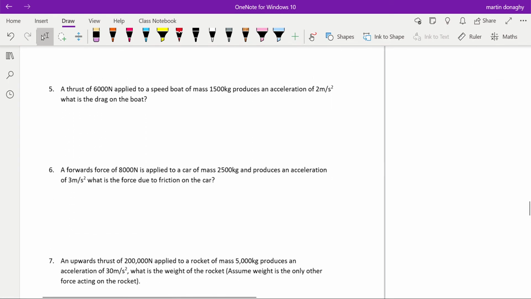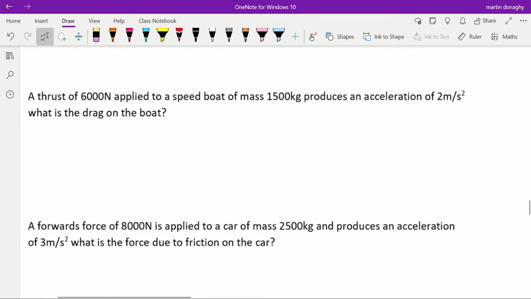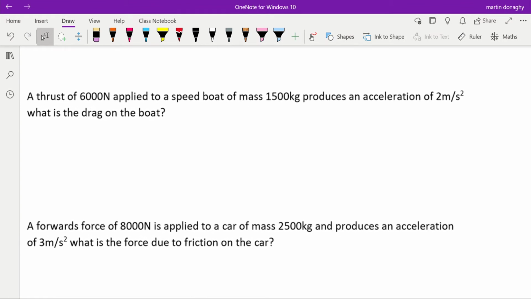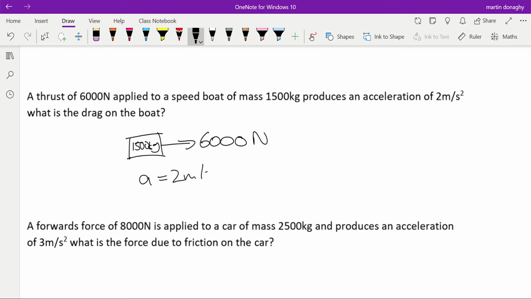Okay, question 5. Thrust of 6,000 newtons applied to a speedboat of mass 1,500 kilograms produces an acceleration of 2 meters per second squared. What is the drag? Let's call it D on the boat. Well, what I notice there is I have a mass and an acceleration, so I can go straight ahead and use RF equals MA.